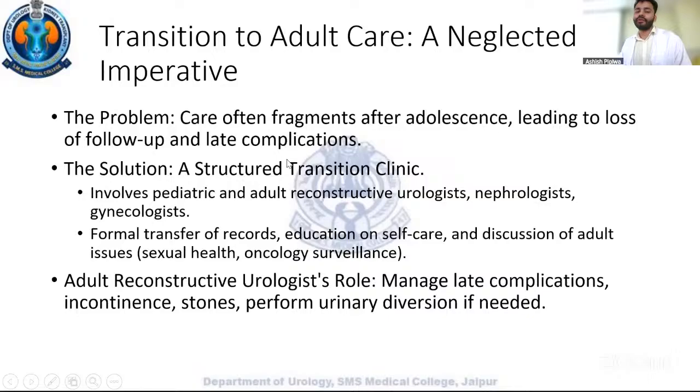And the solution is a structured transition clinic. It involves pediatric and adult reconstructive urologists, nephrologist, and gynecologist. And there should be formal transfer of the patient's records for further care. So the adult urologist's role is to manage late complications, incontinence, stones, and perform urinary diversion if needed.